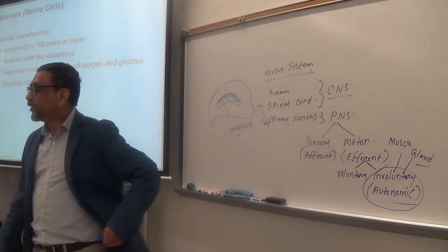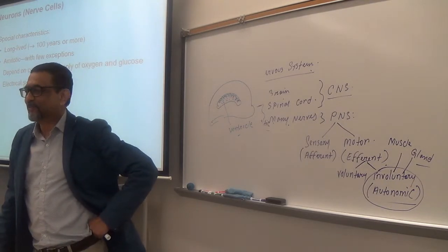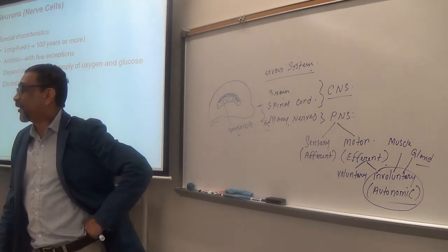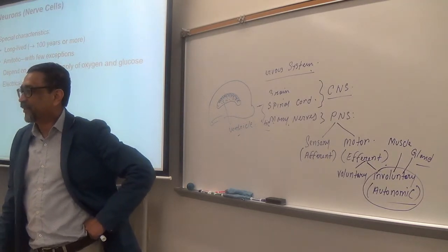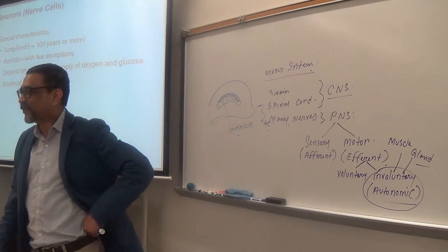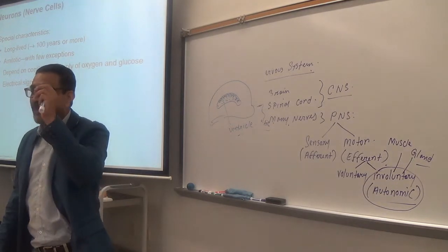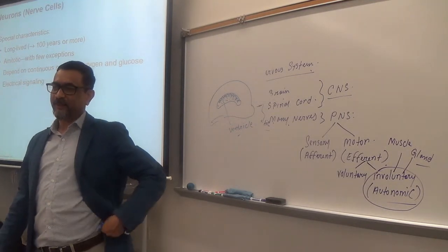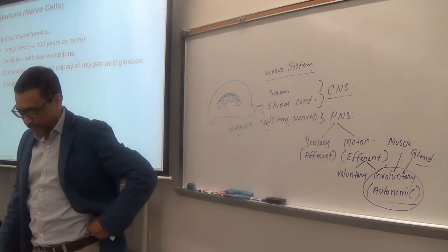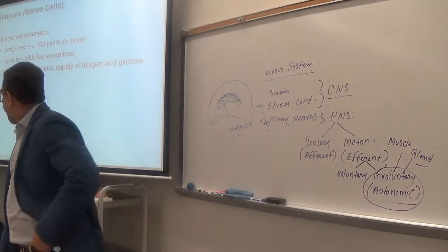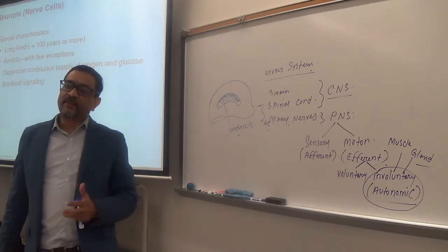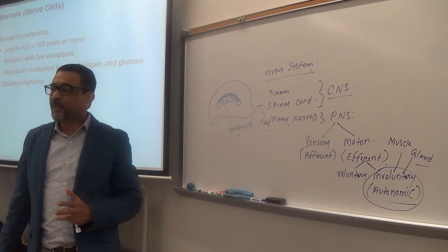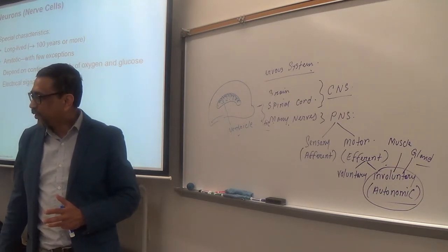In your brain, how many neurons do you have? Billions. Yes, more than 100 billion. Just think how tiny neurons are, and you have 100 billion of them. Now, neurons are different from other cells of the body. How are neurons different from other cells of the body?